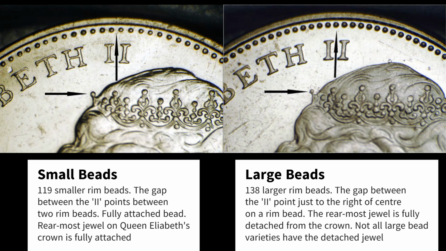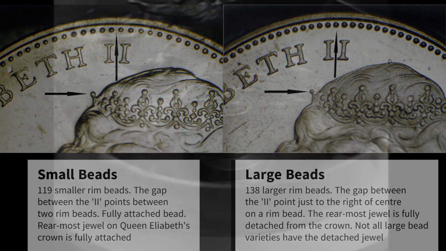One distinguishing feature is the tiara. The jewel at the back is often detached or lightly attached, which differentiates it from the small beads variety. Another crucial indicator is the alignment of the lettering. If you draw an imaginary line between the two in Elizabeth II, you'll find that this line intersects a bead on the large beads variety, whereas it passes between 2 beads on the small beads variety. This detail is vital for accurate identification.